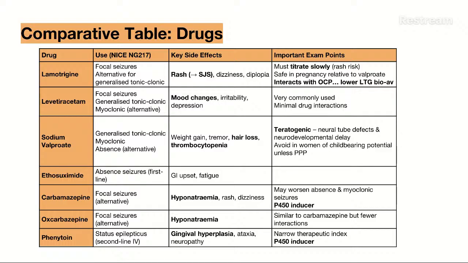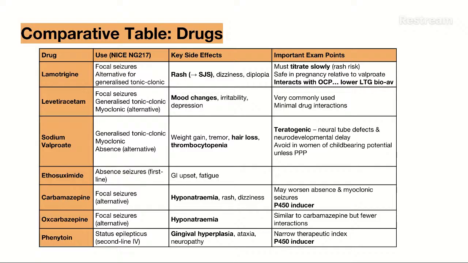Sodium valproate is probably one of the most famous anti-seizure medications. It can cause weight gain, tremor, hair loss, and thrombocytopenia, so low platelet counts. The main exam point, I suppose, is that it's a teratogen, so it can cause neural tube defects and neurodevelopmental delay, and you should avoid it in women of childbearing age unless they're on the pregnancy prevention program.